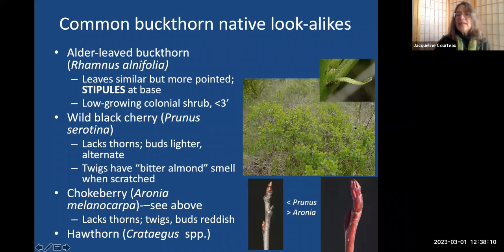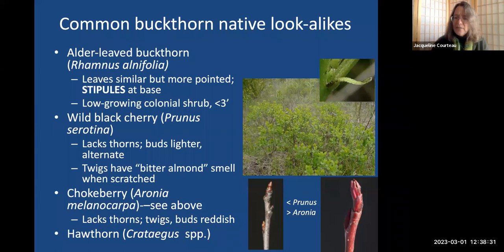But the other really key thing is growth form. This is a really well-behaved little shrub. It rarely gets more than 3 feet tall, and it's a clonal shrub, so it'll spread out in patches, but it's not the dense, dark, overtaking growth that characterizes common buckthorn.